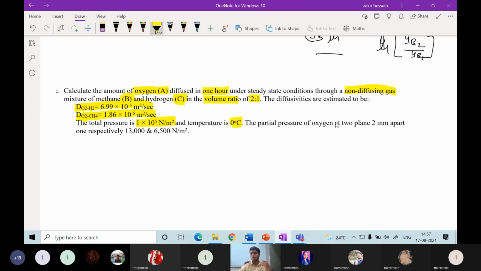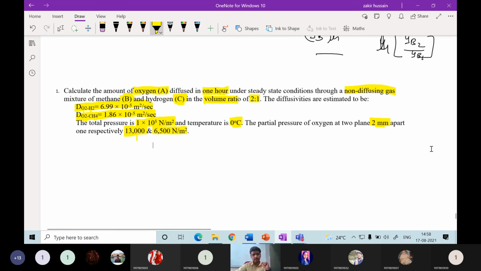Then the partial pressure of oxygen at two planes, 2 mm apart. The diffusion path Z is equal to 2 mm. These are PA1 and PA2 respectively. Which is PA1 and which is PA2, we have to decide. Mass transfer will take place from higher concentration to lower concentration, or from higher pressure to lower pressure. So the higher pressure will always be PA1 and the lower pressure will always be PA2. So this is the given data.